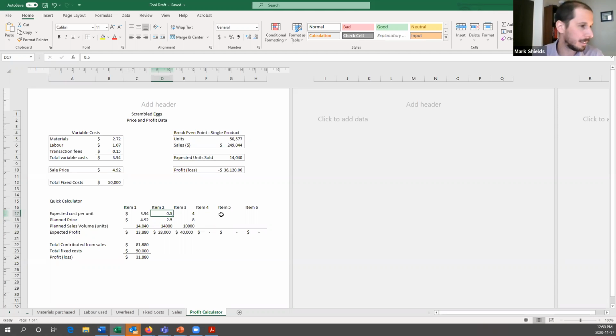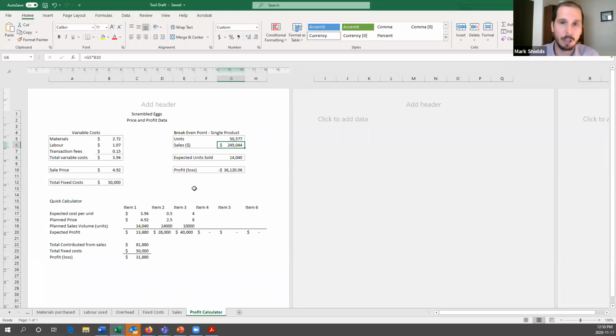Actually, the one last thing would be with our sales. Instead of expressing this as just units, we can tell that to cover our $50,000 in fixed costs, again, with our current variable cost structure, we need to have sales of $250,000 to reach the break-even point where we're not losing any money.